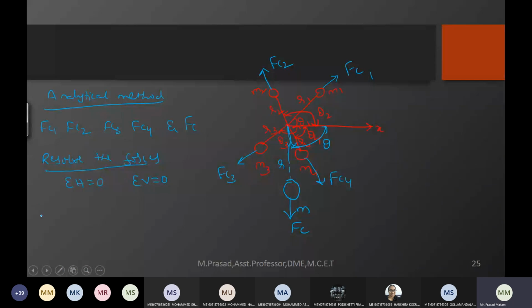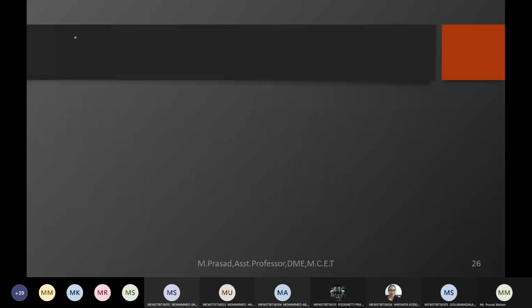Let me go for the vertical forces. I'm writing sum of all the vertical forces equals 0. Can anyone answer what are my vertical forces here? M1 R1 making an angle theta 1, vertical is sin, so I will get sin theta 1. Similarly, M2 R2 sin theta 2 plus M3 R3 sin theta 3 plus M4 R4 sin theta 4.